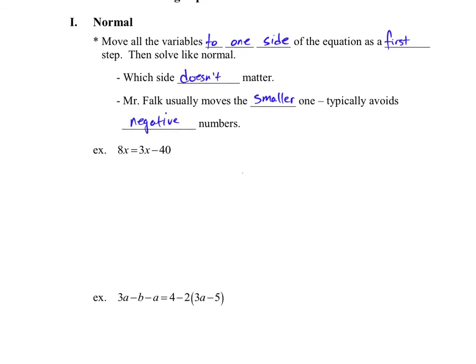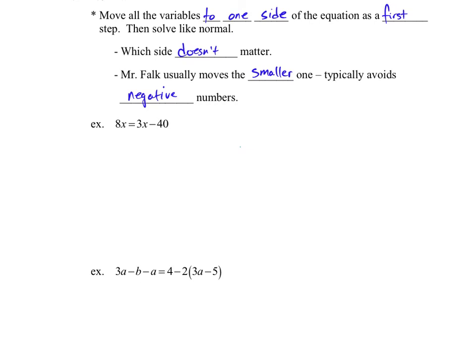All right, so this first one, not too beefy of one to begin with. 8x equals 3x minus 40. Well, I'm going to move that 3x. It's maybe tempting because of this minus 40 to add 3x to both sides, but that's not going to work. That minus sign goes with my 40. The plus sign there is with my 3x. So I have to start by subtracting 3x from both sides.